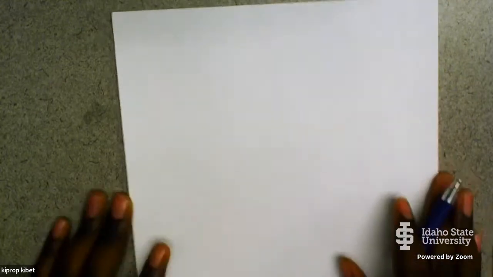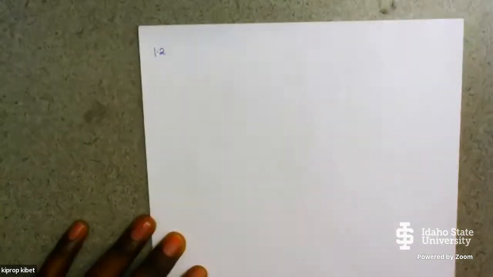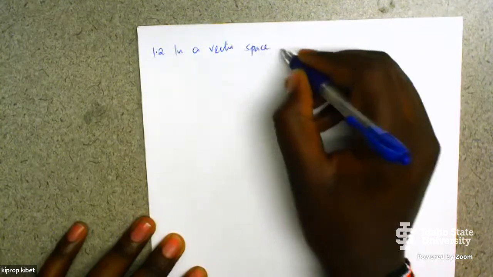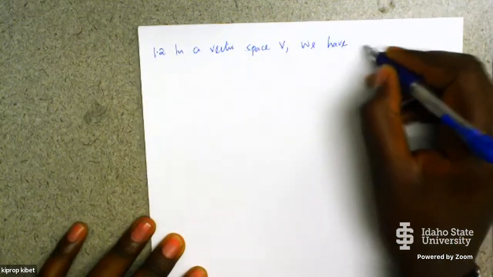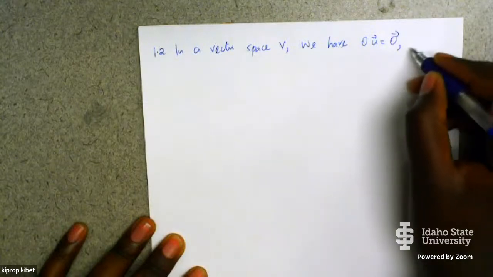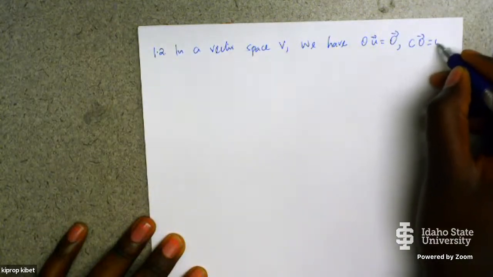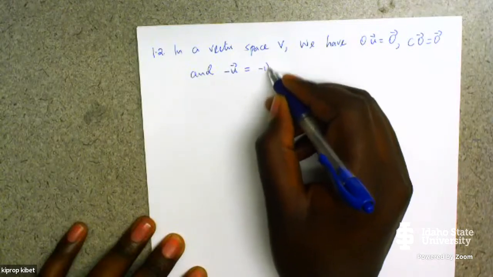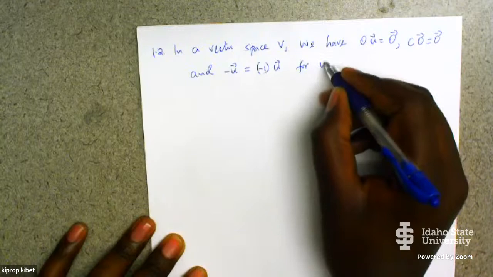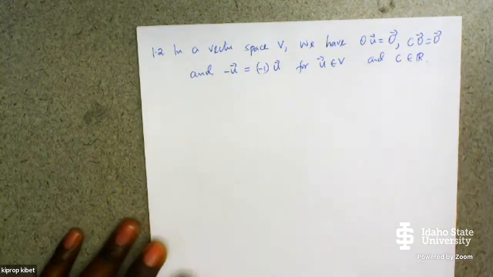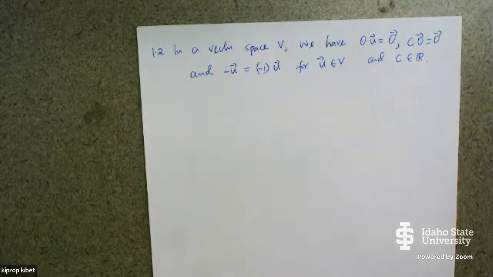Another thing which you need to know here is another theorem, Theorem 1.2, whereby in a vector space V, we have 0 multiplied by u is the same as the 0 vector, and also c multiplied by the 0 vector is the same as the 0 vector, and minus u equals minus 1 u, for u an element of V and c an element of the real numbers. So these are basic things that you need to remember.